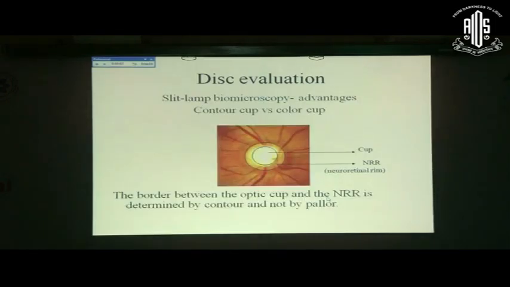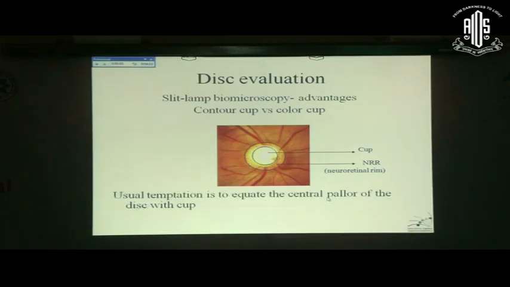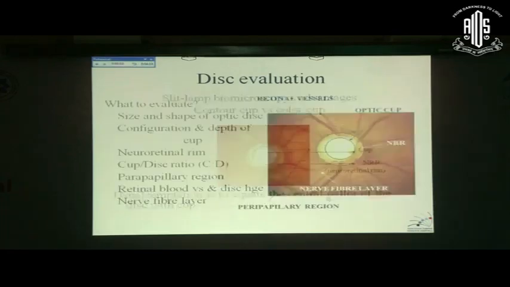The advantage of slit lamp biomicroscopy is to appreciate the contour cup as opposed to the color cup. The border between the optic cup and the neuroretinal rim is determined by the contour and not by the pallor. And the usual temptation is to equate the central pallor of the disc with the cup.